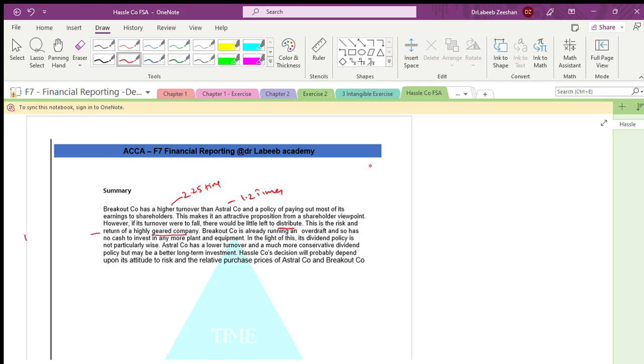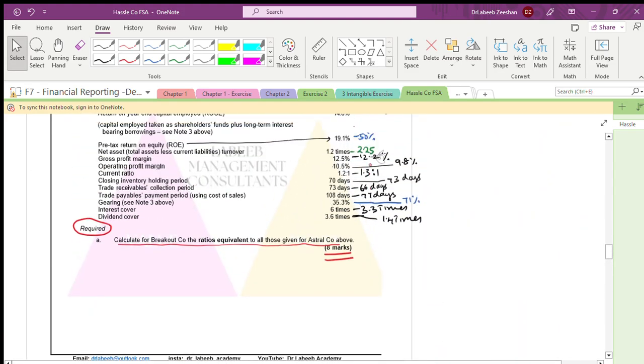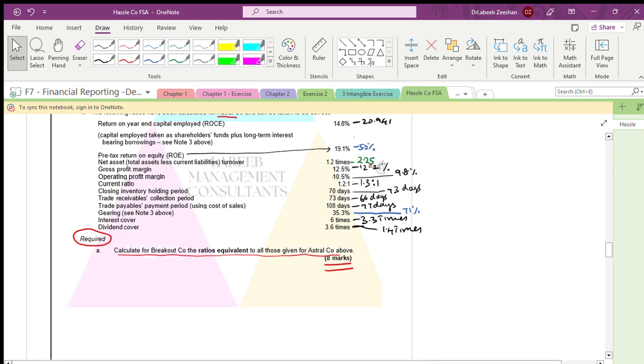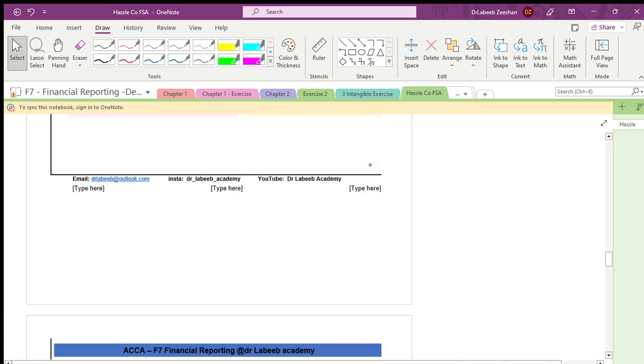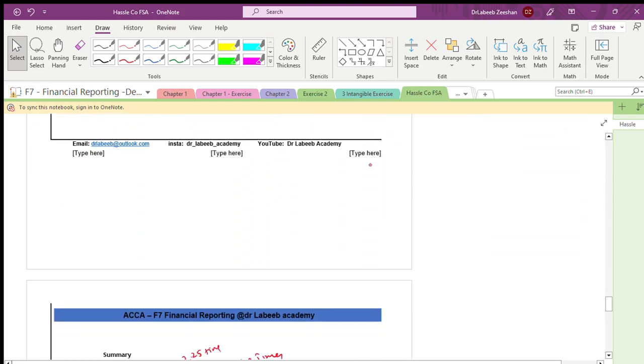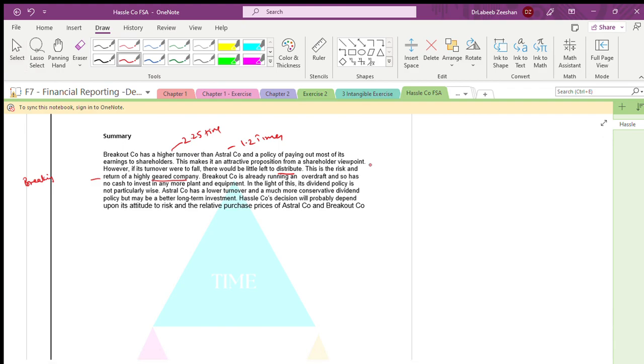Breakout gearing is how much? 71%. Whereas Astral is 35%. See, the more the gearing, the more the financial risk. The more the gearing, the lower the credit rating. The more the gearing, definitely it will have implications.